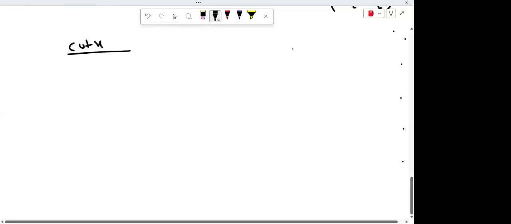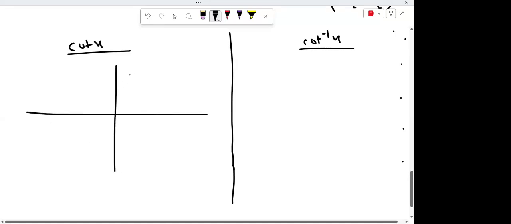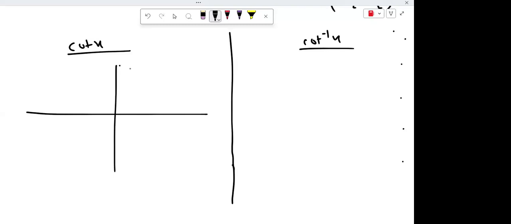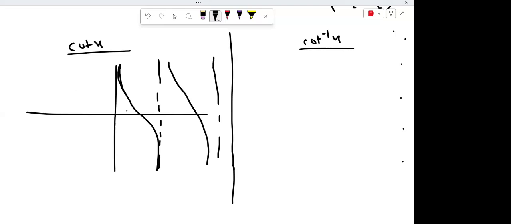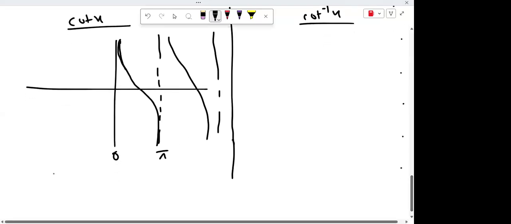Next one is cot x and cot inverse x. The graph of cot x is similar to tan x. It just flows in a different direction, like this. It keeps on repeating and so on, but we restrict it from 0 to pi.